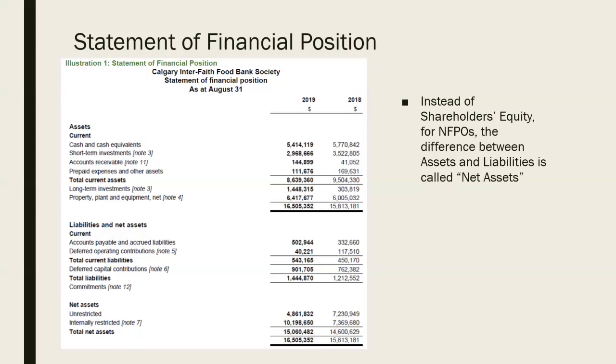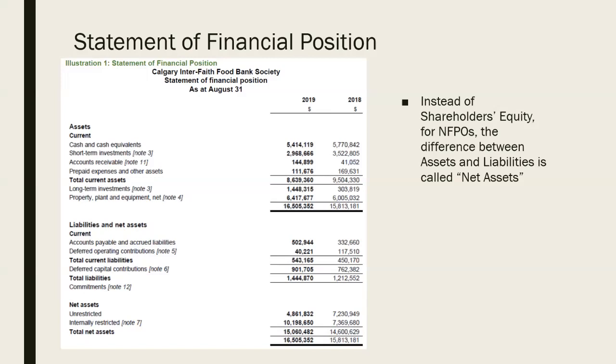Liabilities also exist. You would notice there is something called deferred operating contributions. You will learn about this concept later on in this lecture, as well as deferred capital contributions. So not-for-profit organizations will sometimes have these kinds of liabilities called deferred contributions. And instead of equity, they have net assets.